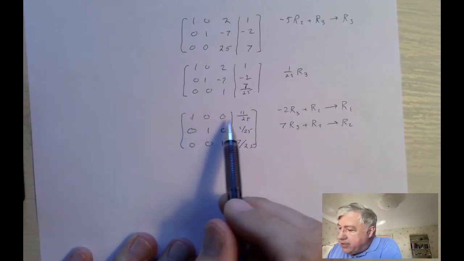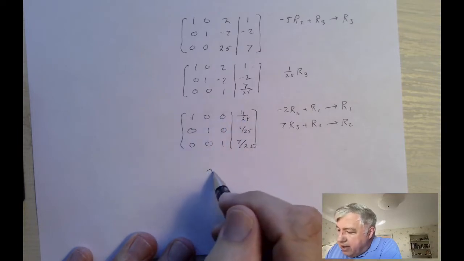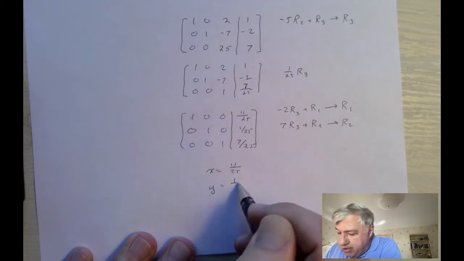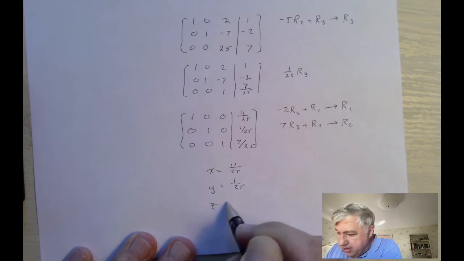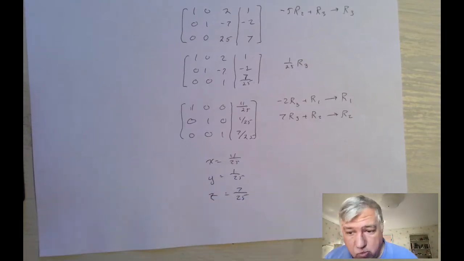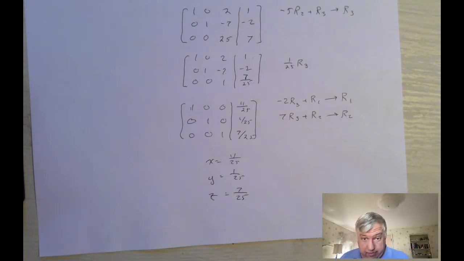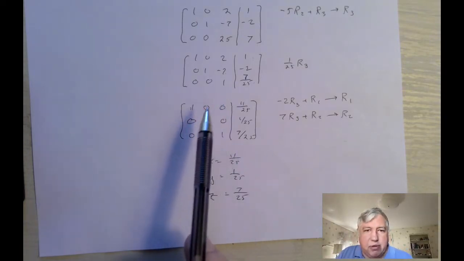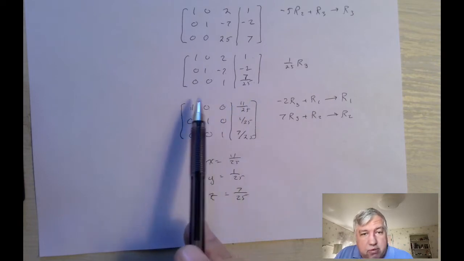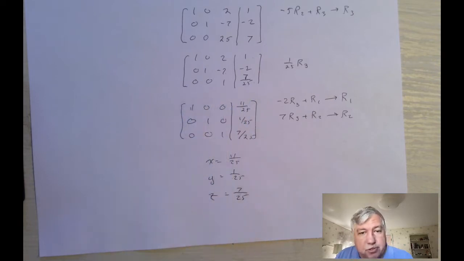This says x equals 11/25, y is 1/25, and z is 7/25. Okay. So this is a case where we get one unique solution. And in fact, that's always the case when you get an identity matrix in the first part, the coefficient part.